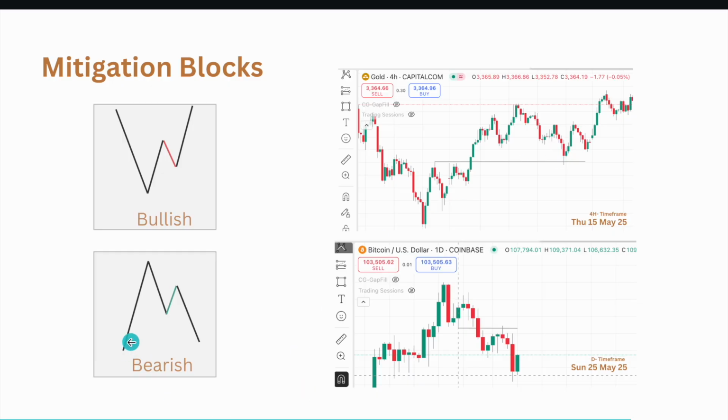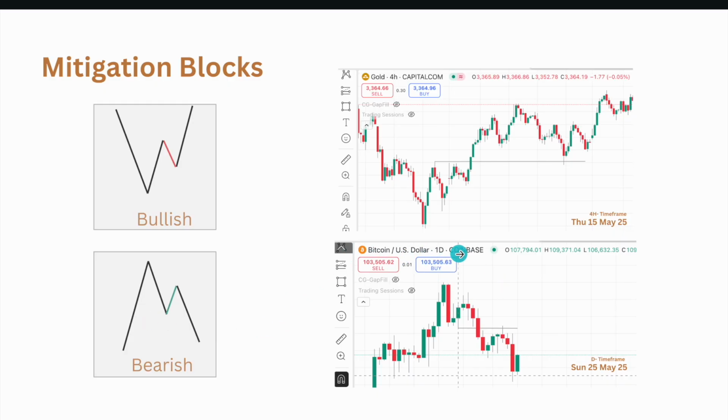Similarly, let's understand the bearish mitigation block. In a bullish trend, price retraces and then tries to continue in the original direction but fails to do so, runs down the swing low and changes the direction to be bearish. So this is called a bearish mitigation block. Let's see it on the chart.